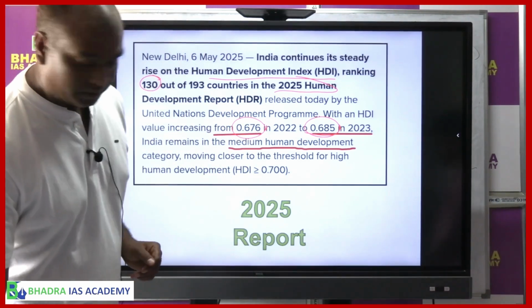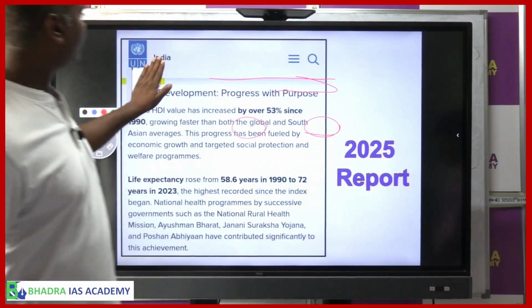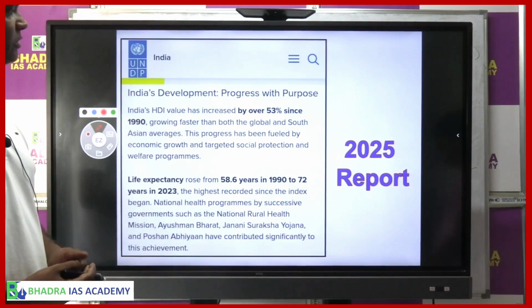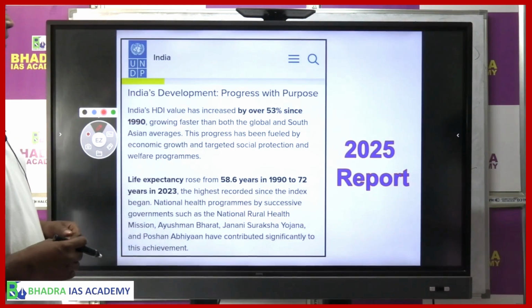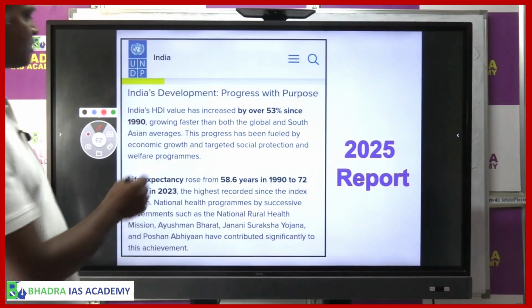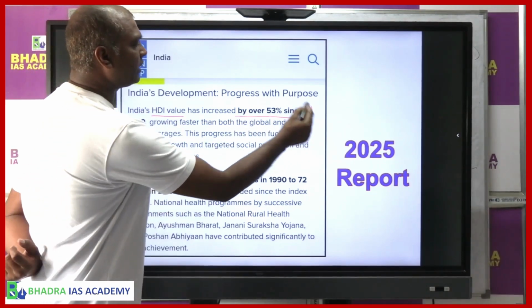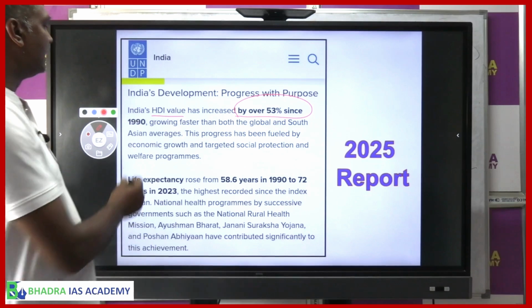Now if you look at India's latest report, some important information is also given there. For example, our HDI value has increased by more than 53% since 1990.